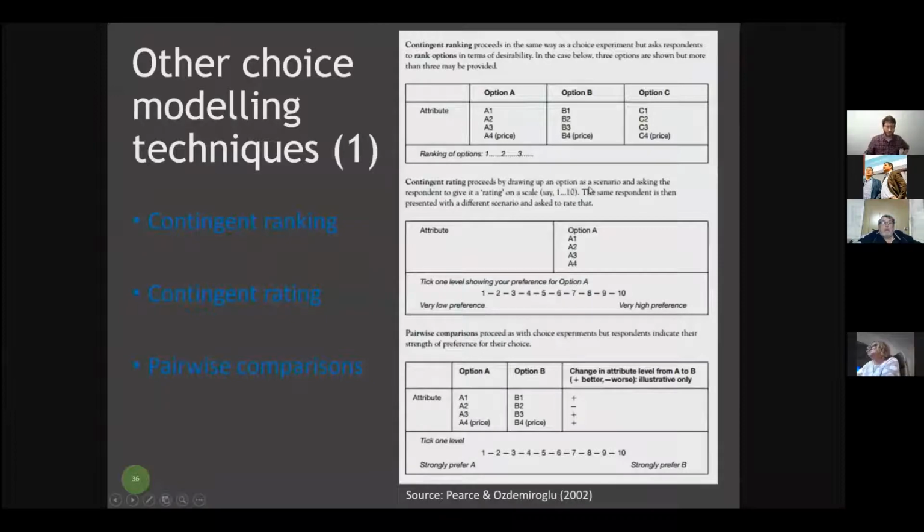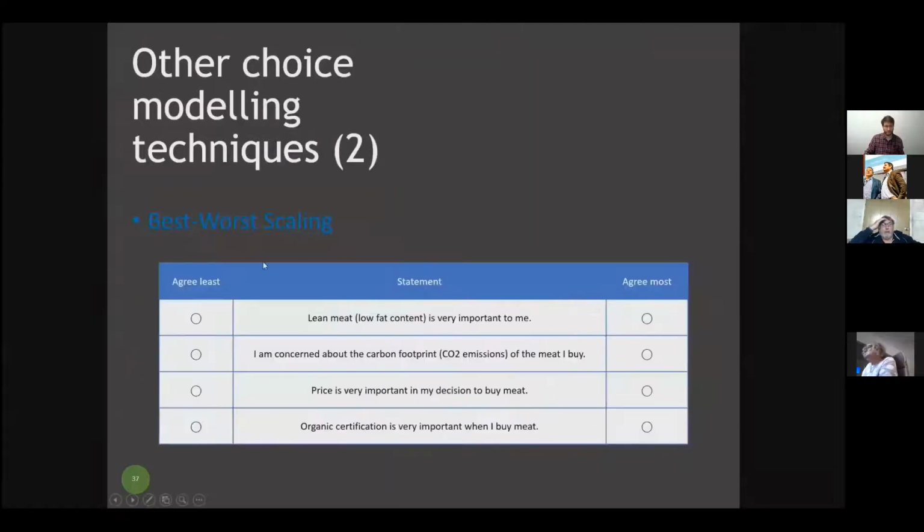Other choice modeling techniques that exist, very briefly, contingent ranking. You can actually rank different options, or you can rate different options from 1 to 10 using a Likert scale. And you also have pairwise comparisons, whether people prefer one option versus another. Yeah, and similar to that, we have the best-worst scaling technique, which is one that we are currently applying as well in a survey about meat preferences at the moment, looking at the things that people agree most or least with.